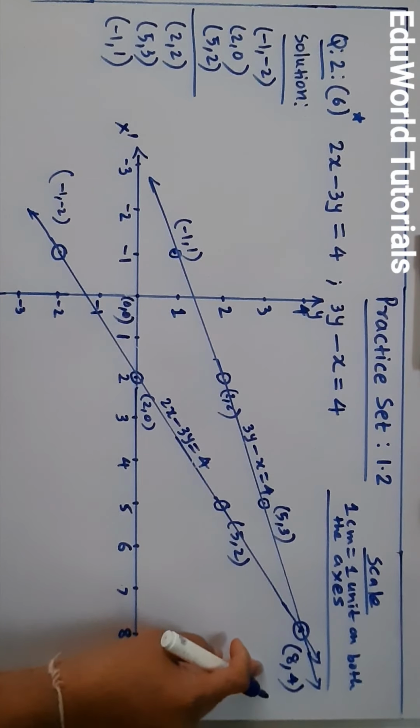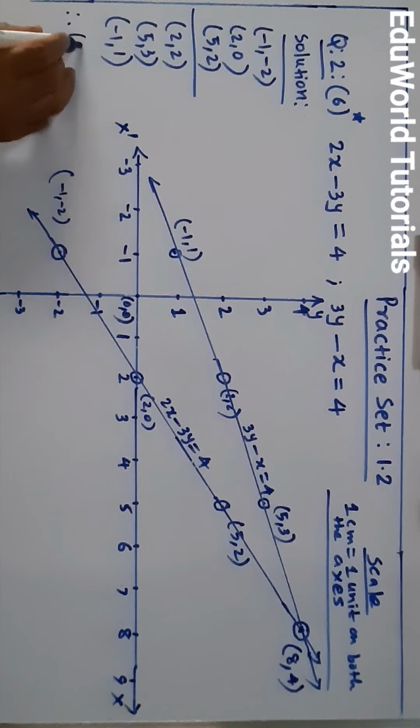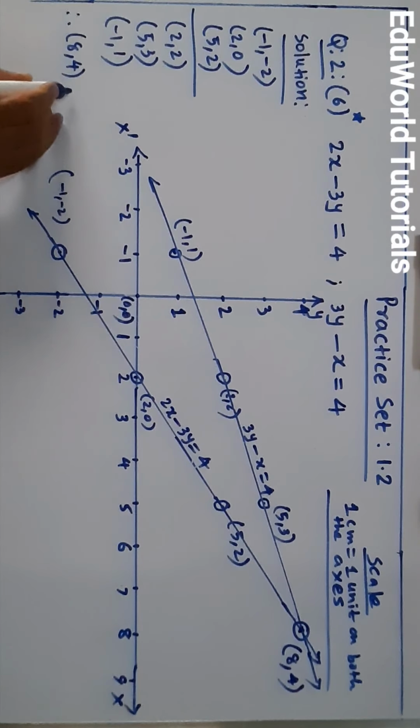So finally, on the page where we have written this, what will we write? Therefore, 8, 4 is the solution of the given simultaneous linear equations.